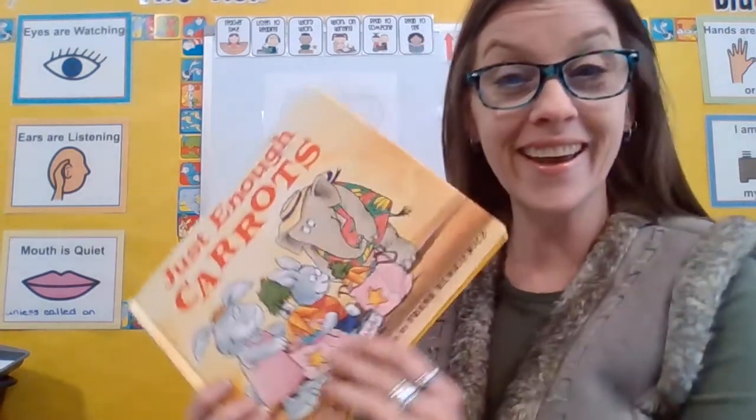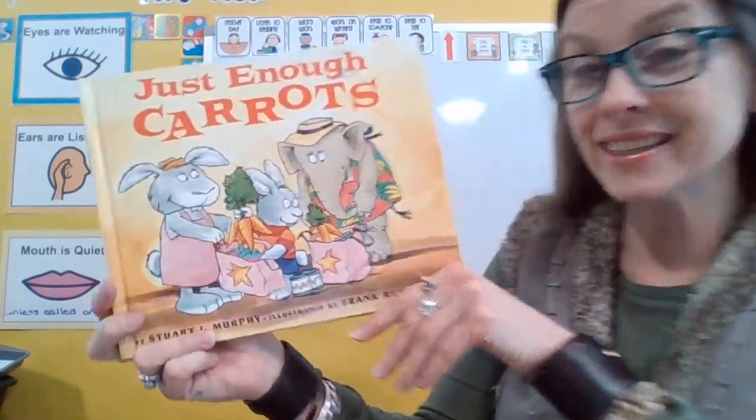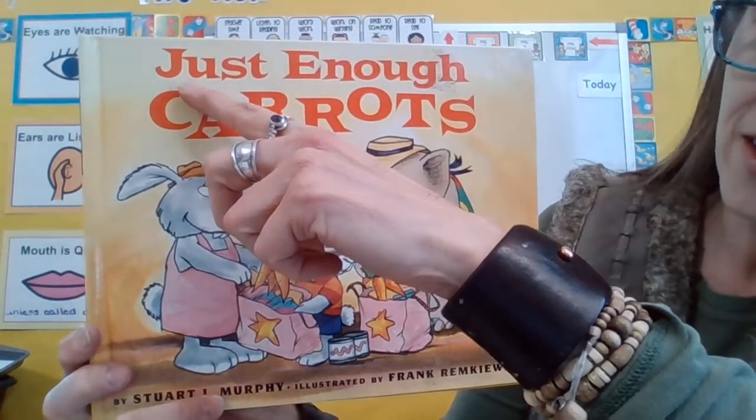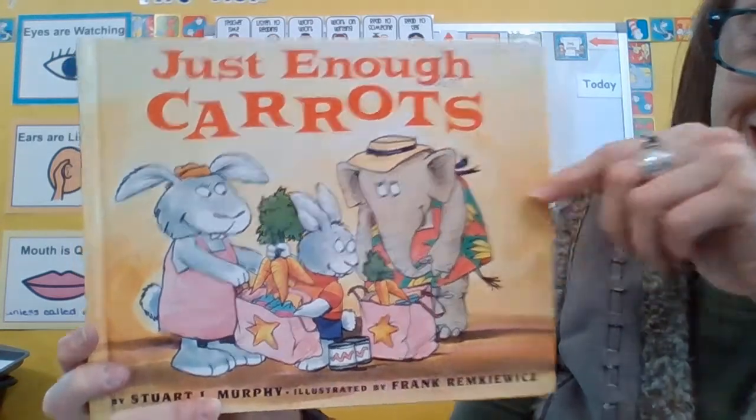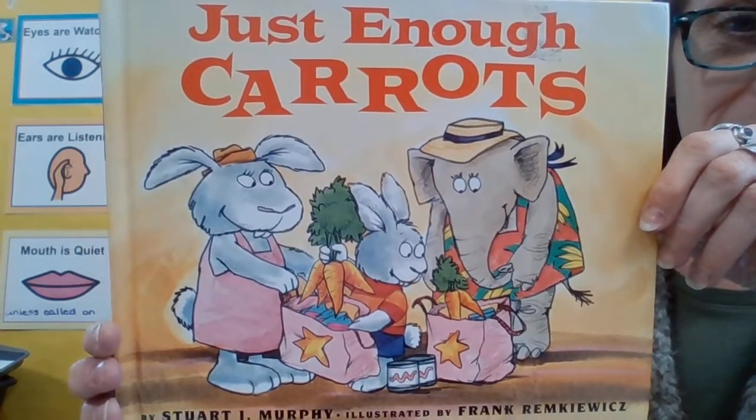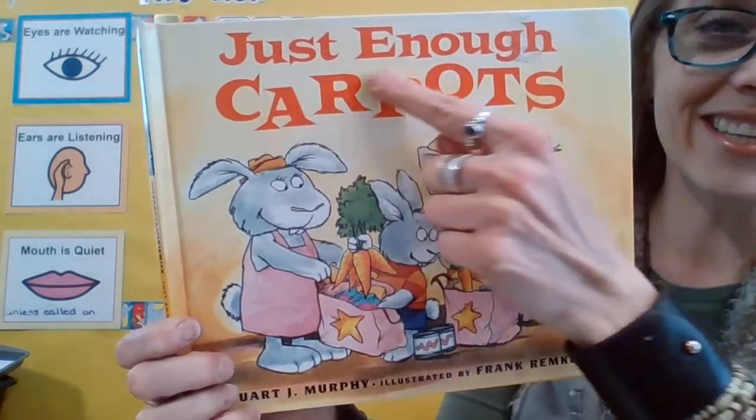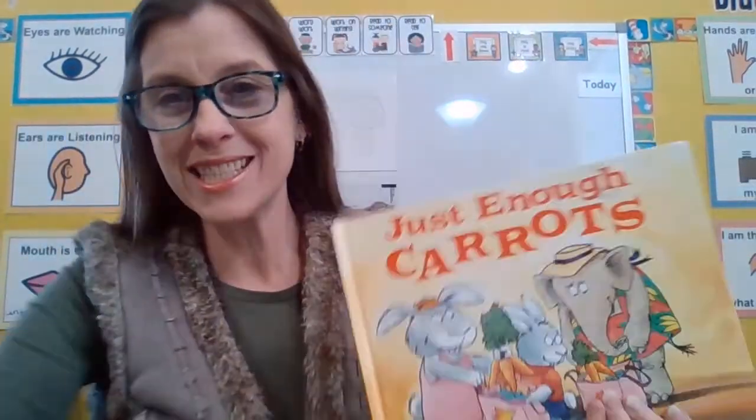Here we go, friends. Look what I have for you today. Today, I have a book for us to read. Look, the title of our book is Just Enough Carrots. Can you find the title for me, please? Yes, good looking. Just enough carrots. You are so very smart.